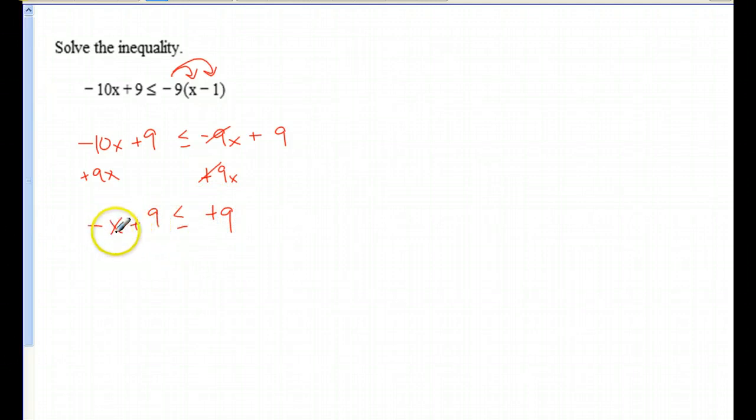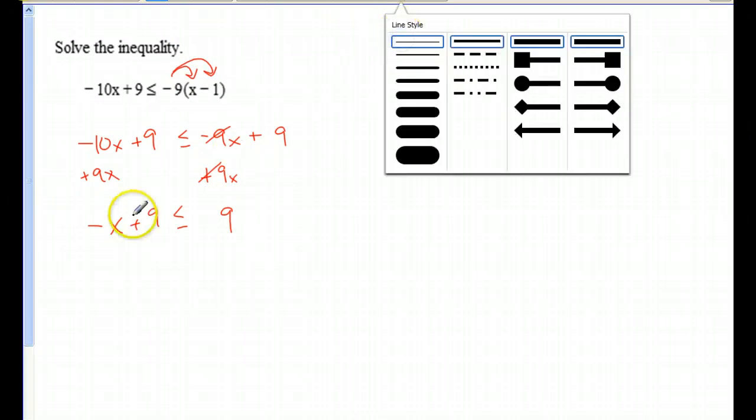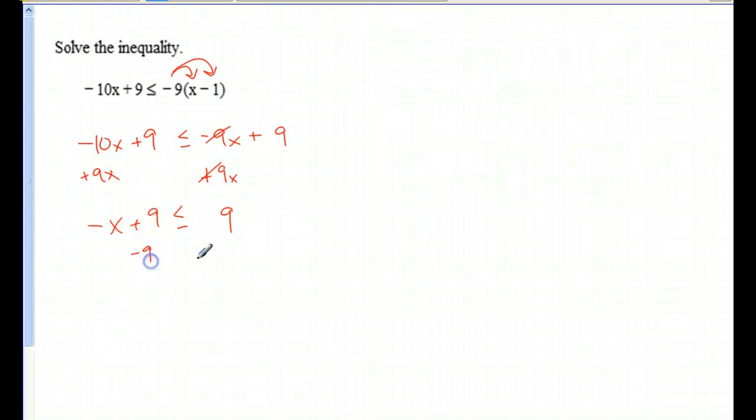Alright, so I get negative x plus 9 is less than or equal to positive 9. You don't need the plus sign, I could have left it off. And then again, I want to get the x by itself, so I subtract 9. It goes away on the right, and remember, 9 minus 9 is 0, so don't make it into something else. Alright, and then the opposite of the number I'm looking for is less than or equal to 0.